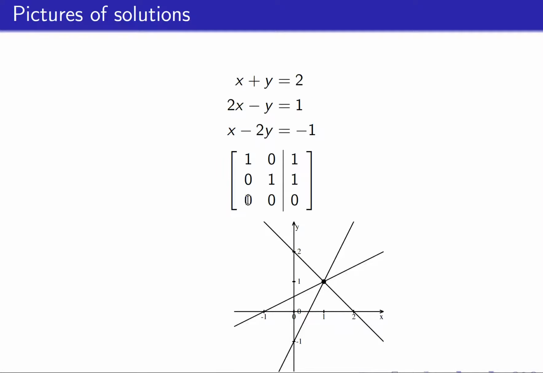That's what this row of zeros means. There's basically a superfluous equation. One of these equations might be dropped. Any of these equations could be dropped, and we'd still end up with the same answer. In this case, x equals 1, y equals 1. Okay, that's what that looks like.